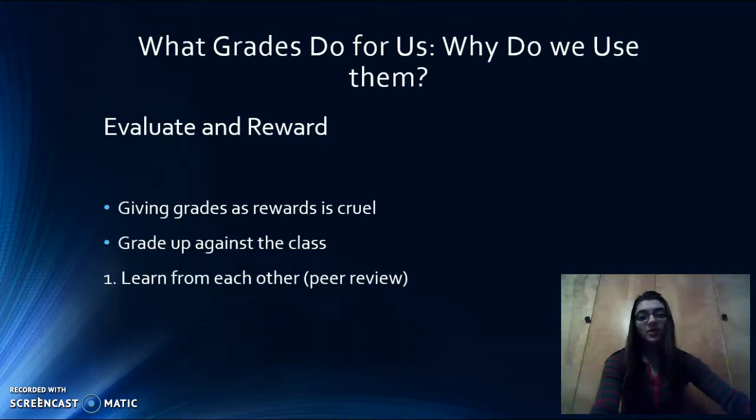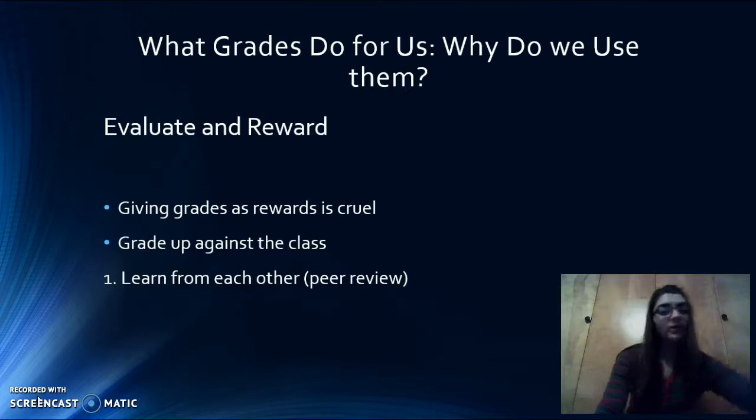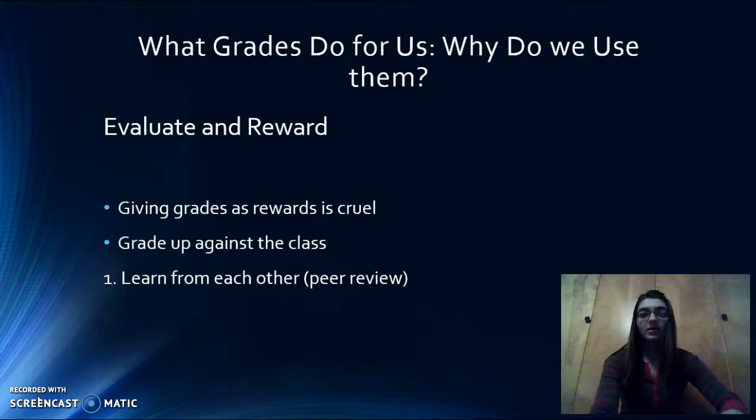Also, learning from each other, peer review. Peer review can be very helpful. That can spark conversations between students that otherwise might not happen in a classroom if you were to say, okay, raise your hand if you want to talk about something.